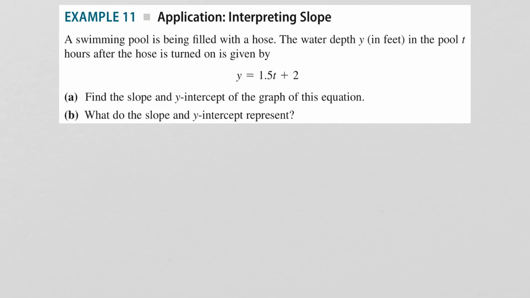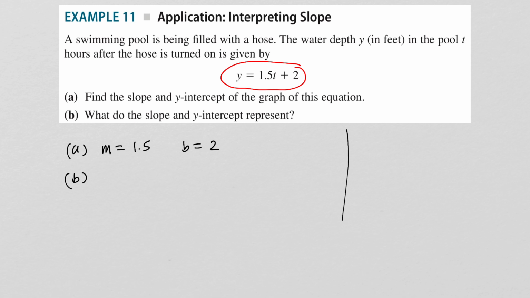And finally, let's consider an application where we interpret what the slope of a line represents. So a swimming pool is being filled with a hose. The water depth, y in feet, in the pool, t hours after the hose is turned on, is given by the formula y equals 1.5t plus 2. Find the slope and the y-intercept. Okay, so this part is relatively simple. The slope of this line is 1.5, and the y-intercept is 2. And now the second part. What does the slope and the y-intercept represent?